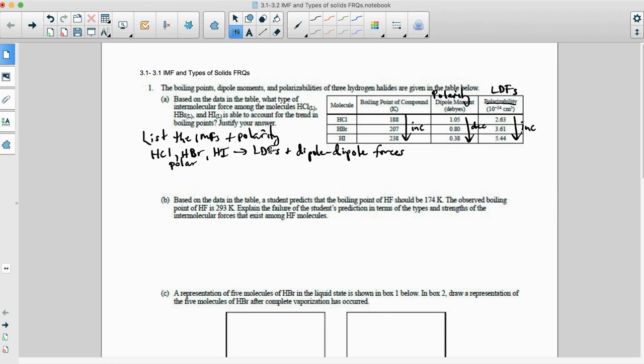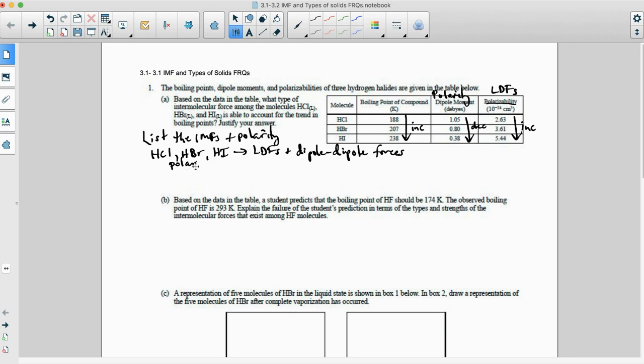So if we take a look here, we've got to figure out whether it's the LDFs or the dipole-dipole forces that are causing this increased trend in the boiling point. If the boiling point is increasing, we're saying that the intermolecular forces are increasing between molecules in these substances. But if you look here, the polarity is actually decreasing. So that's not accounting for the increased boiling point. It's the polarizability, which is increasing, that's increasing the strength of the LDFs and causing a higher boiling point.